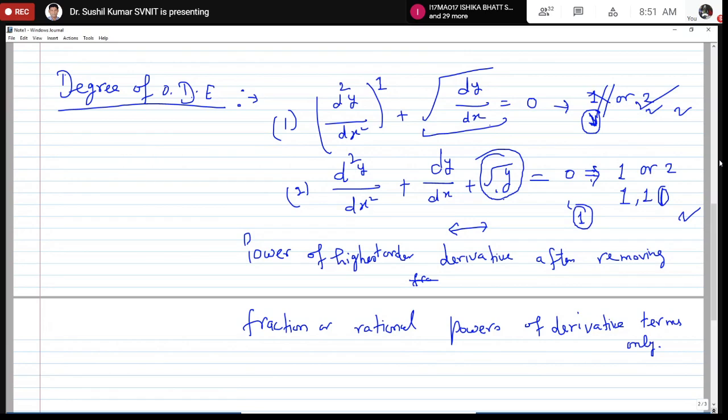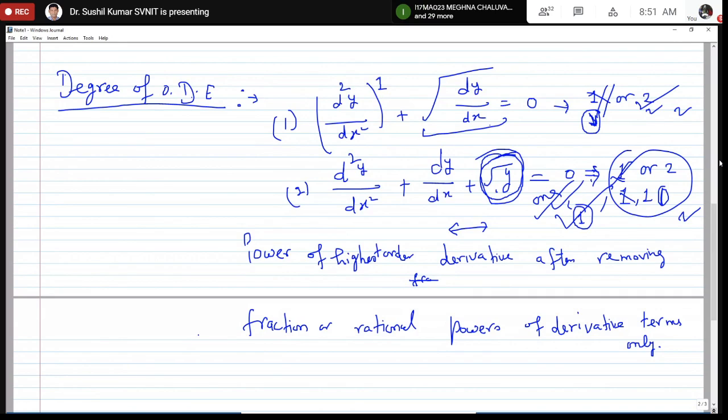Now in the second equation, the power of derivative terms is an integer. So see, we will not consider the rational power of this part, because it is not a derivative term. So the degree of this equation is 1. This is the correct one. The degree of the second equation is 1 and the degree of the first equation is 2.